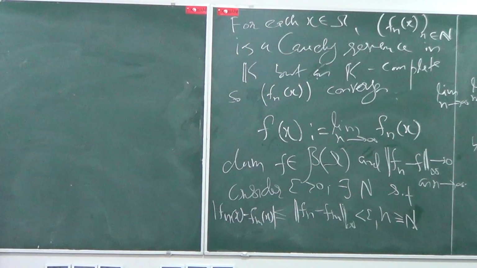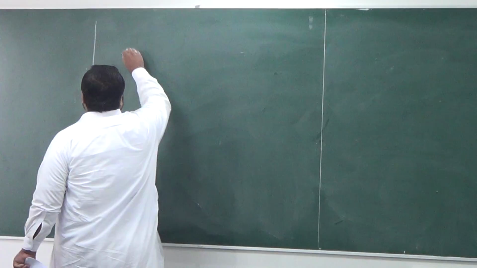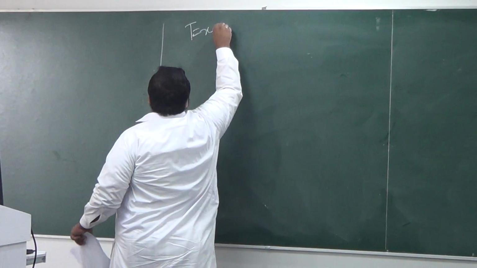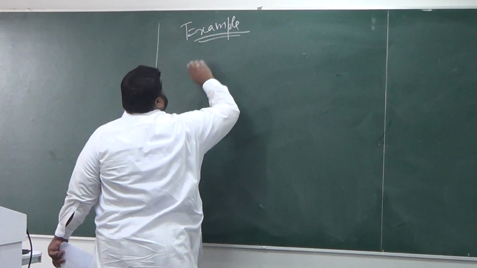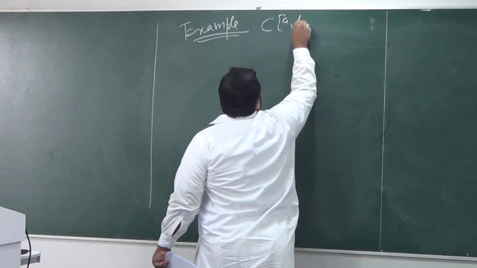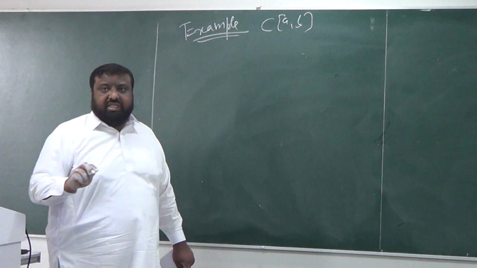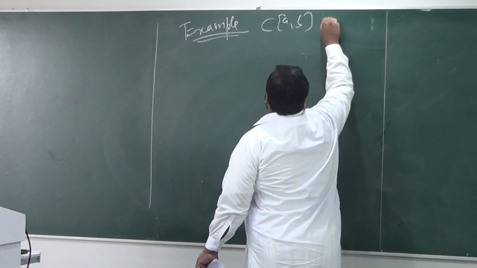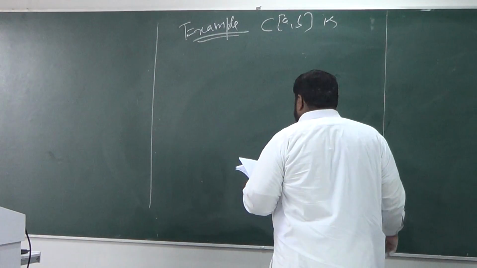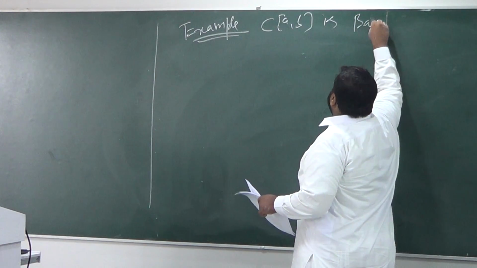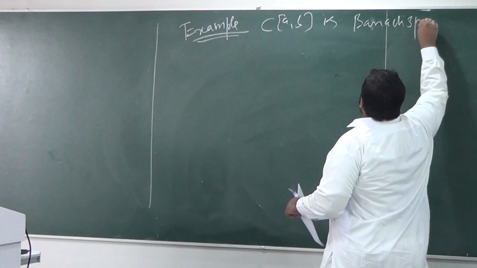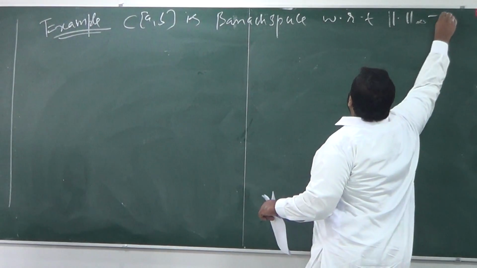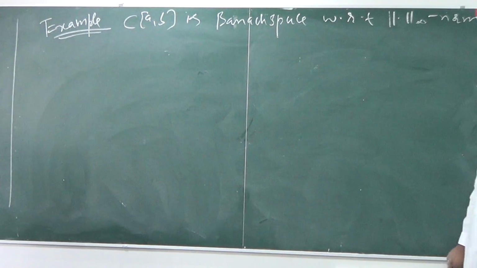So the last example for today is an example of a Banach space, C[a,b]. We saw that C[a,b] is not a Hilbert space with respect to that norm. But we're going to show that it's a Banach space with respect to the infinity norm. So that's a very important question actually.